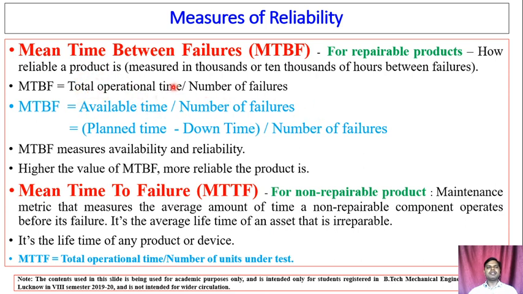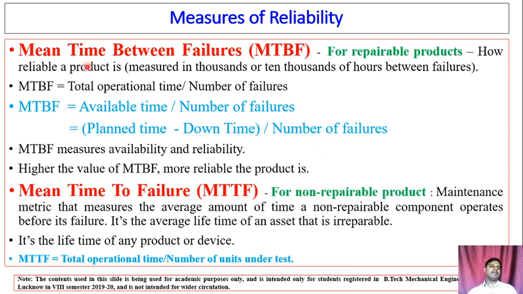This total operational time is basically the actual available time for which the component is operative, divided by the number of failures. This available time is basically planned time minus downtime. Downtime is the time duration in which it is faulty or the product is idle during the maintenance phase. Say we have planned that this particular component will work for 70 hours, but during those 70 hours it was inoperative for 2 hours due to some problem. So the available time will be equal to planned time minus downtime. So here we can replace this parameter as planned time minus downtime upon number of failures.